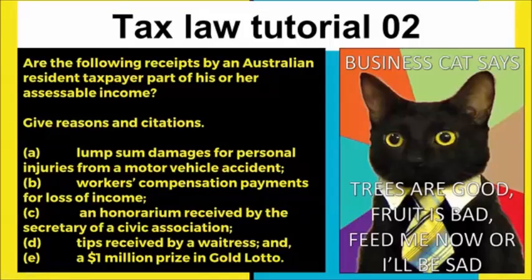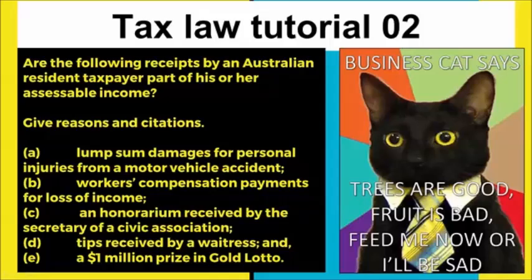In this tutorial, we're looking at income, and in particular, we're looking at how to go about structuring a question, actually answering questions about income tax. And note here, the first question from your tutorial this week is broken up into 5 parts, where we're looking at 5 different types of receipts that an Australian taxpayer is having.